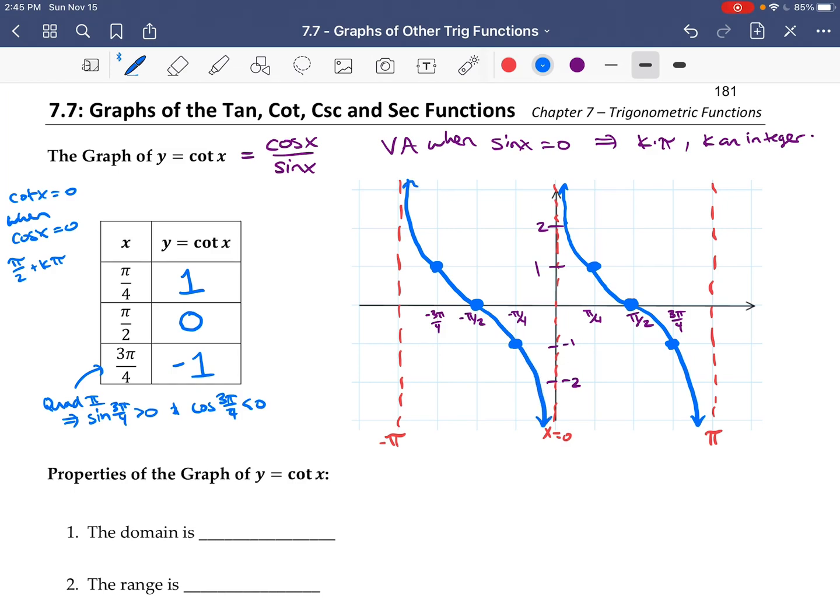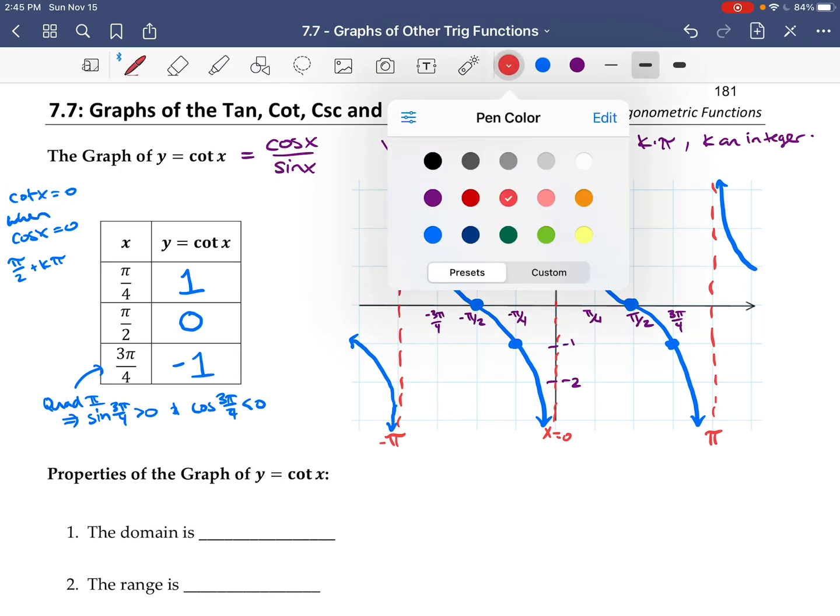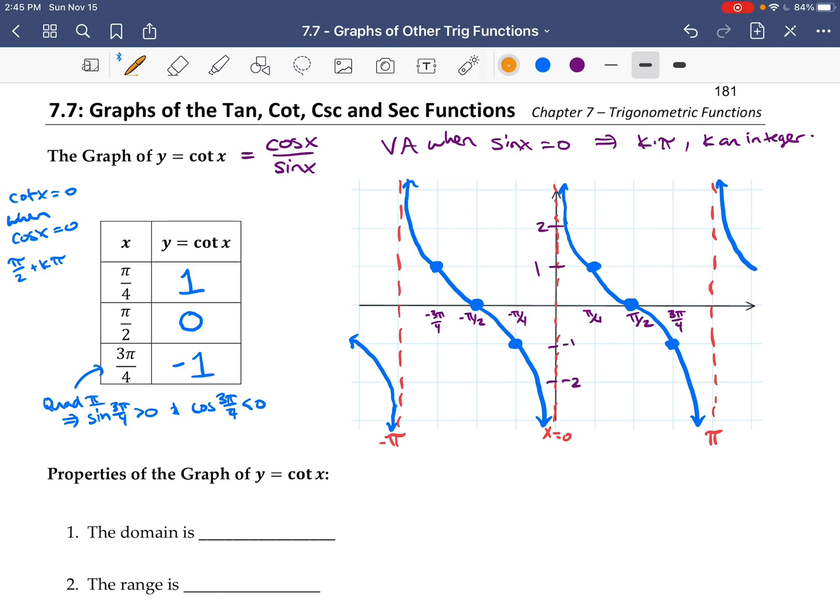Okay, so that's what our graph, so here it's going to be down here. And it continues like that. And up here, it's going to be like so. So that's our graph for cotan. So notice that one interval, so one cycle would be from 0 to pi. So that is going to have length or period pi.